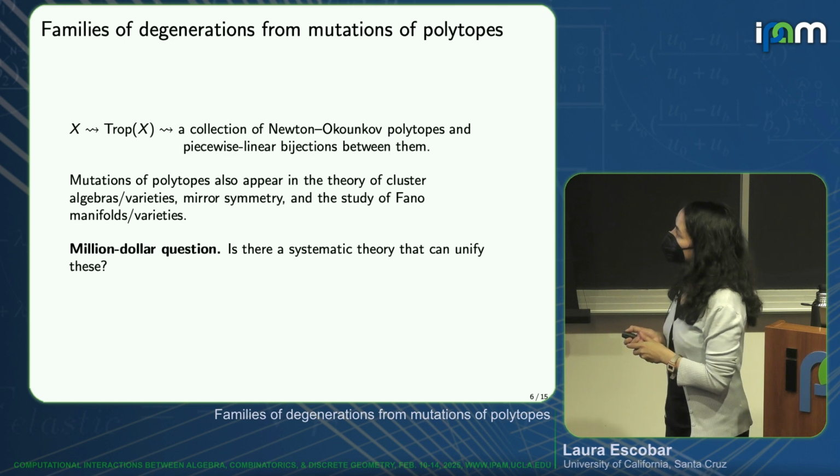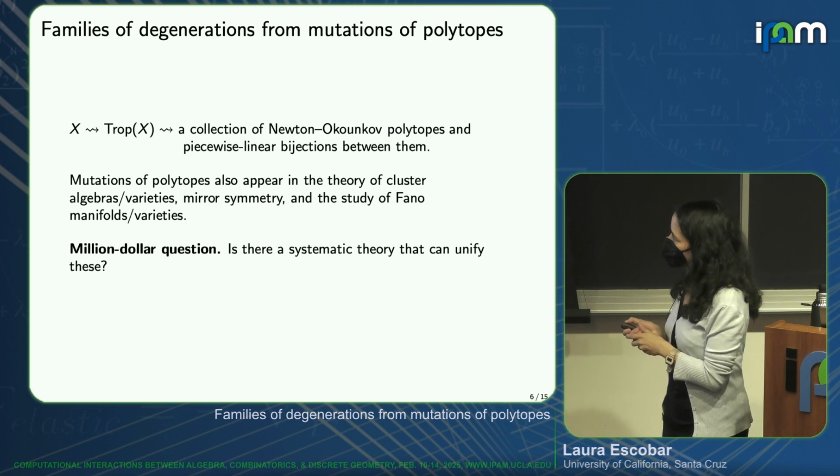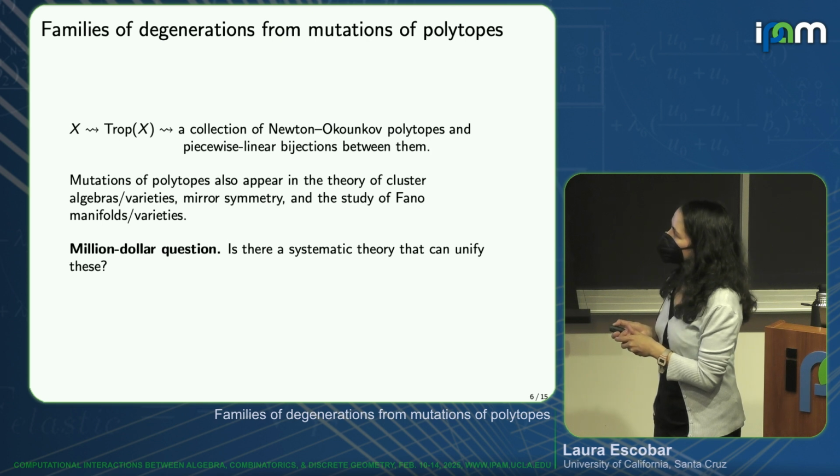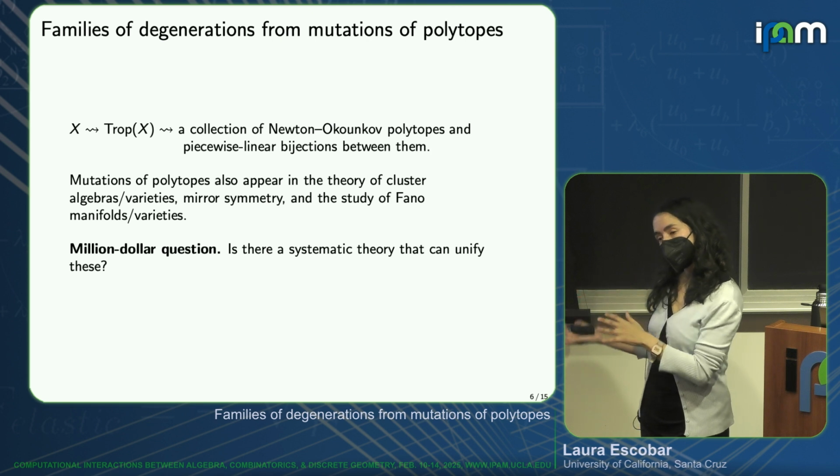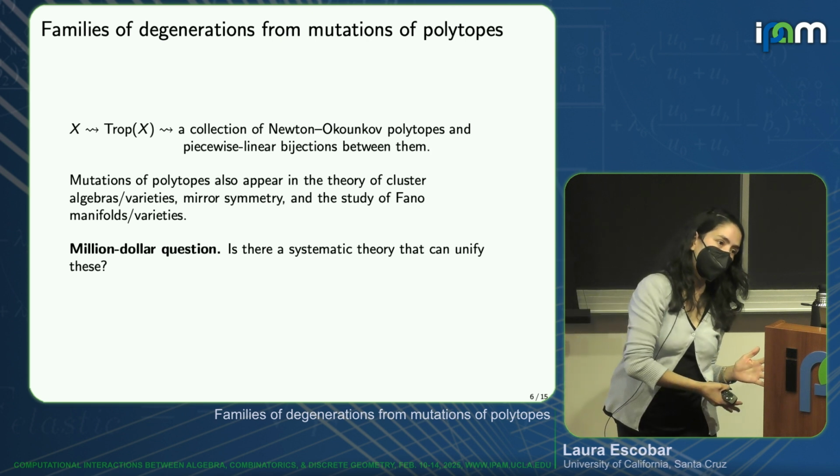But one of the things we're excited about is that we're proposing a viewpoint where we start with this data, a collection of polytopes and piecewise linear bijections between them, and we're trying to go back to geometry. Just like in the toric world, you start with a polytope and you go back to a variety.